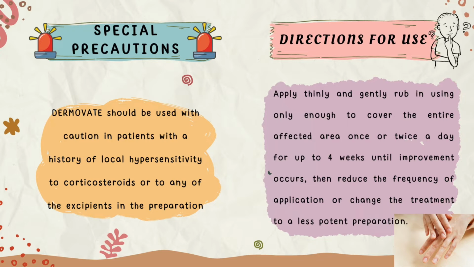This cream is very easy to use. Just apply thinly and gently rub in, using only enough to cover the entire affected area once or twice a day for up to 4 weeks until improvement occurs. Then, reduce the frequency of application or change the treatment to a less potent preparation. Don't forget to wash your hands before and after applying this cream.